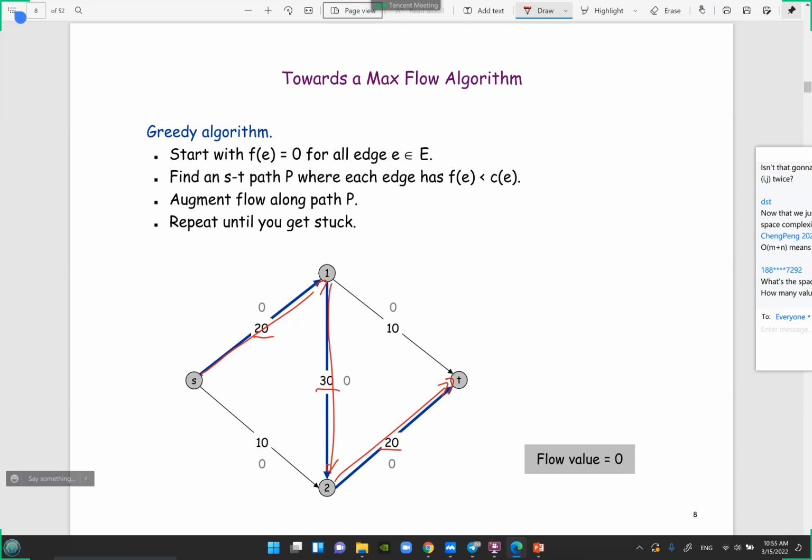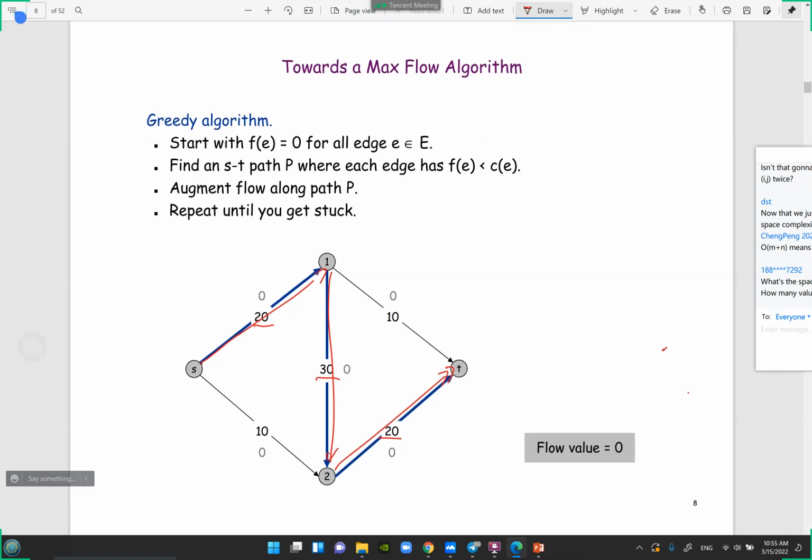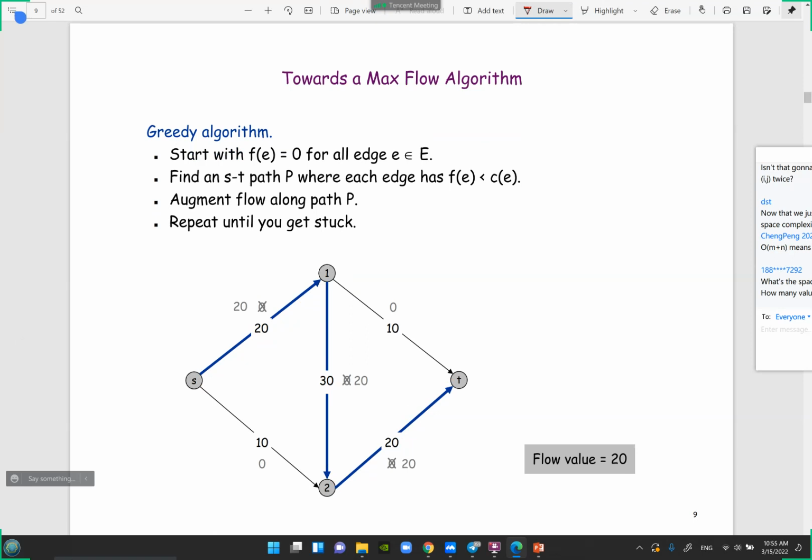So this leads you to have a flow which is of size 20, because you can send 20 here, and then you can just send 20 units of flow along this path.